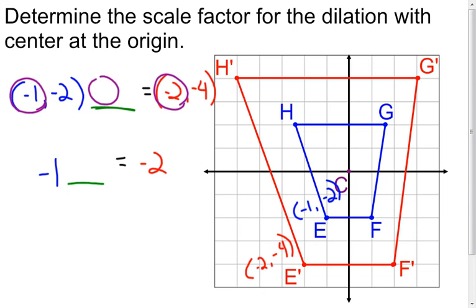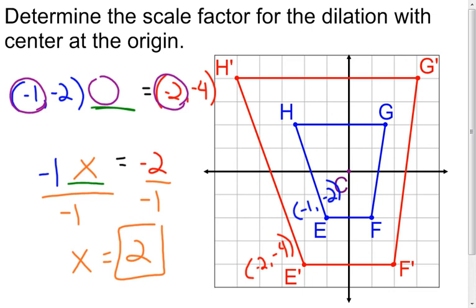Now in this one, this is pretty straightforward. It's pretty easy to see, but sometimes it may not be. So this is where you maybe throw a variable in here. Call that x. Well, how do I get my x by itself? In this case, I divide by that number that's in front of the x, which is -1. If I divide both sides by -1, I find out that x equals 2. There was my scale factor. Same thing as it was before, which it should be because I'm using the same figure.